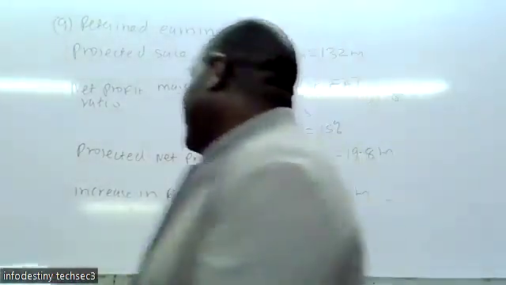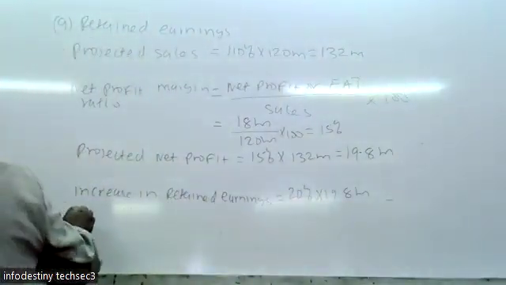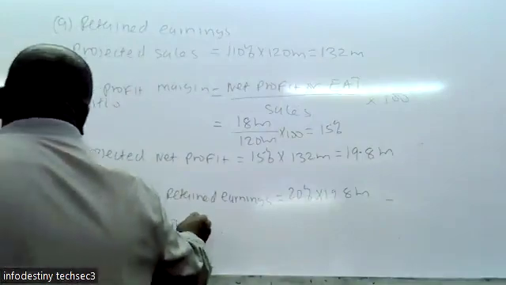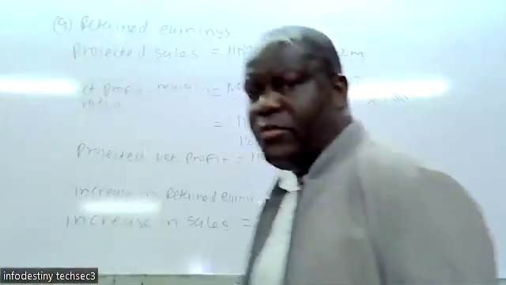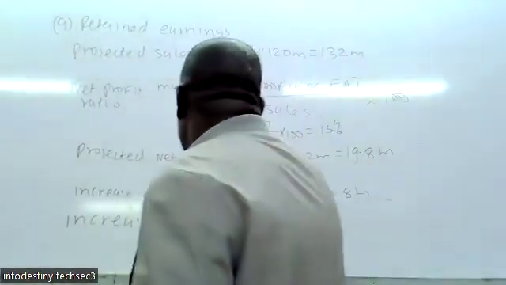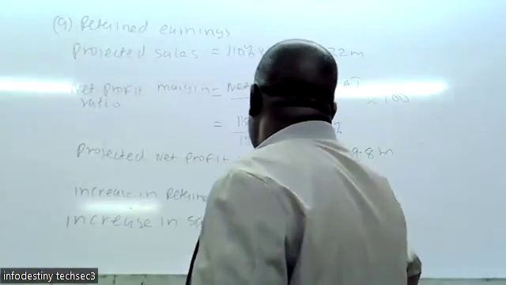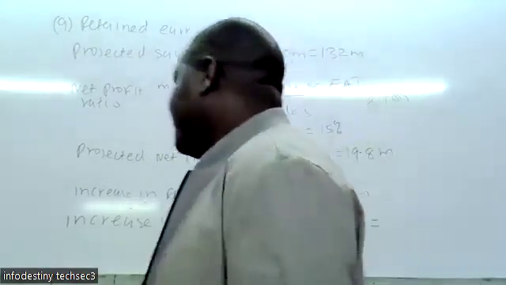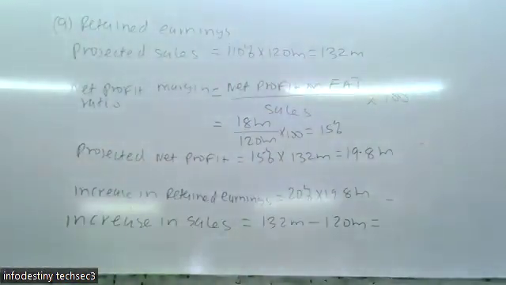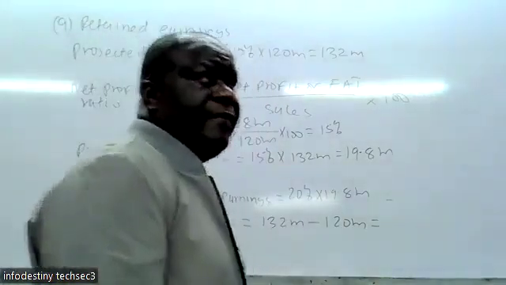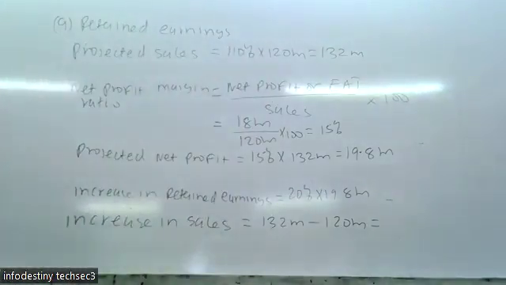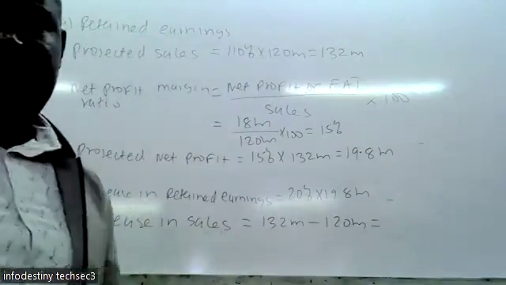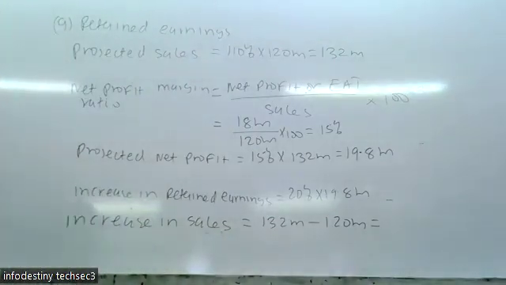Also get the increase in sales. To get your increase in sales, you take the 132 millions minus what was initially there as 120 millions. What do we get from there? Yeah, 12 million. So those are simply the workings. Let us now go to Roman letter one, where we get the external financial requirements.